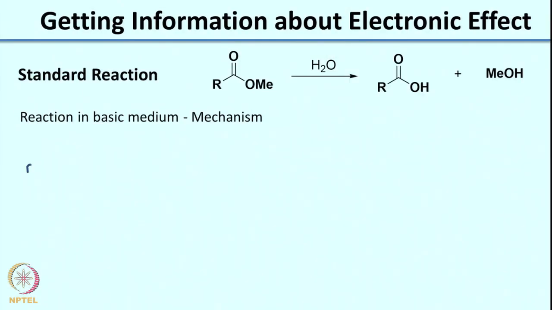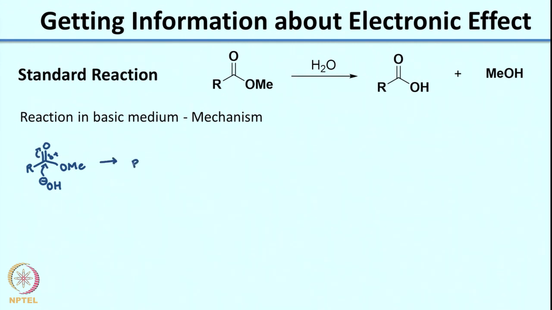So I'll start with R, and then I have, so which is the most electrophilic center here? It is the carbon here, you have your delta plus. So then you add OH minus. Remember, now your reaction medium is basic, so you will not have protons, but you will have OH minus.